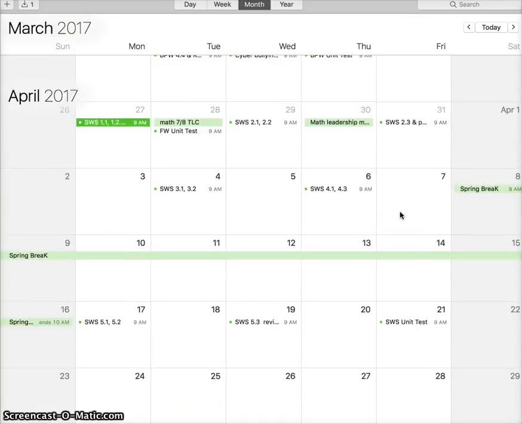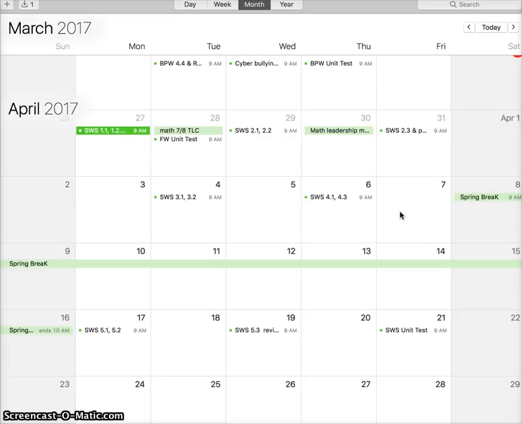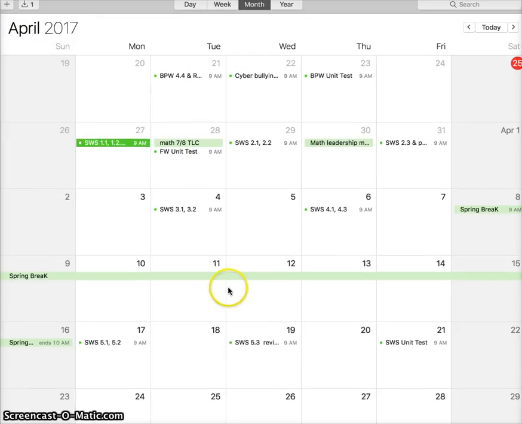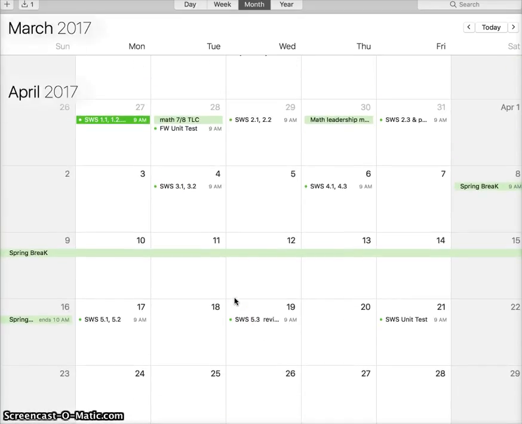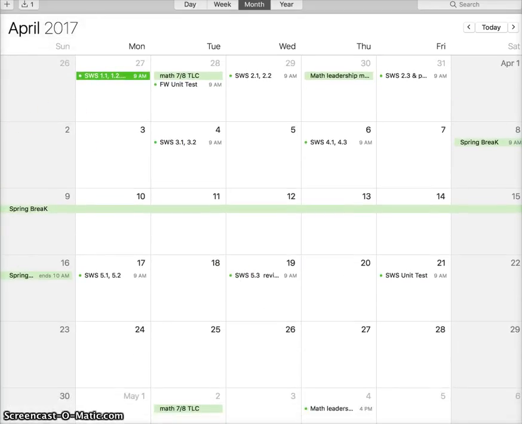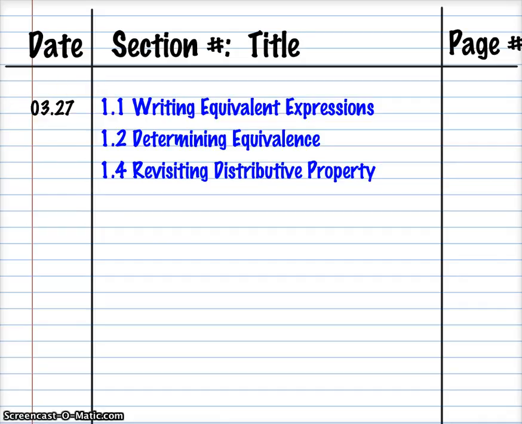So it's only going to take us about 3 weeks to get through this whole unit, because the week in between, that's spring break right here. So yeah, this unit's going to go fast. It's a lot of algebra-based stuff, and a lot of you guys are pretty good with that. Alrighty, so let's get to it.